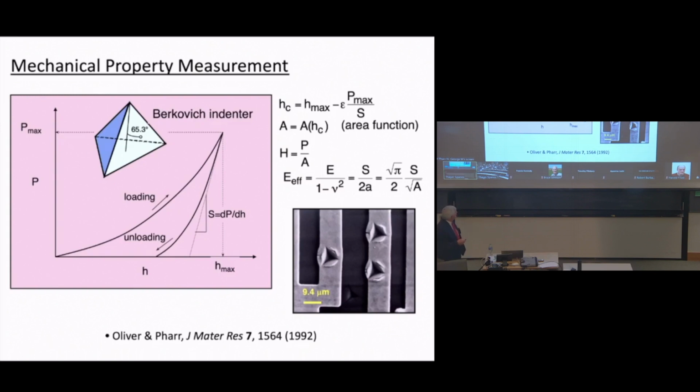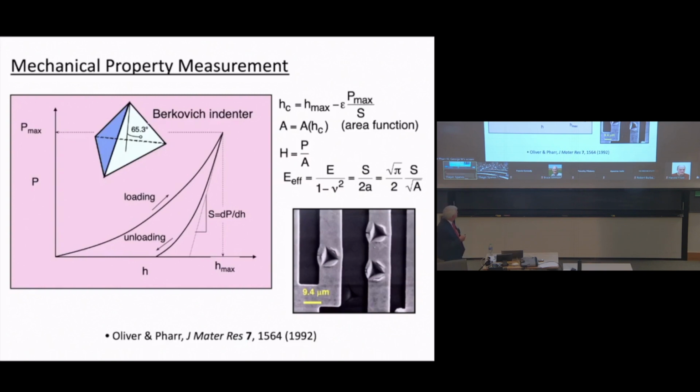And the basic idea that we came up with was that we take this Berkovich indenter, we load it in, we unload it, and we measure things that we can measure precisely as we're pushing this thing in and pulling it back. The parameters that we measure are the maximum force, the maximum depth, and then this thing right here, which is the slope of the unloading curve up at the top, which we call the contact stiffness. It's basically how stiff this contact is as it unloads.